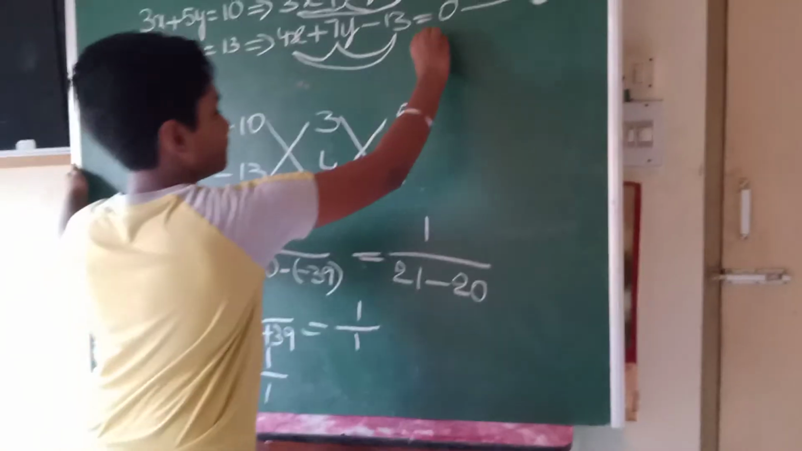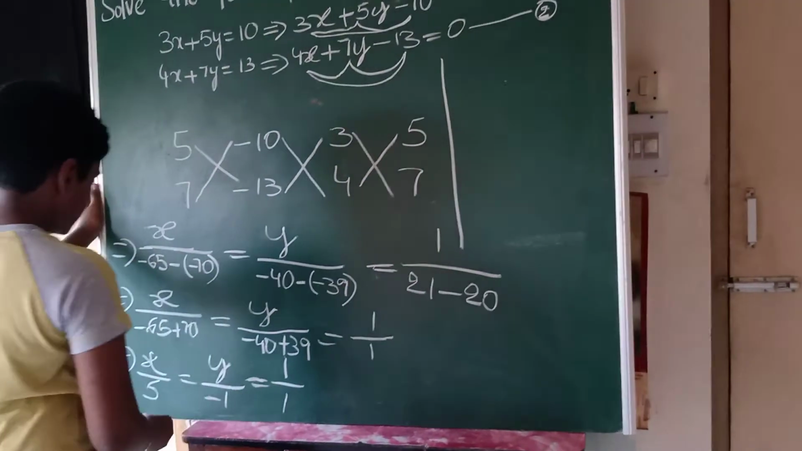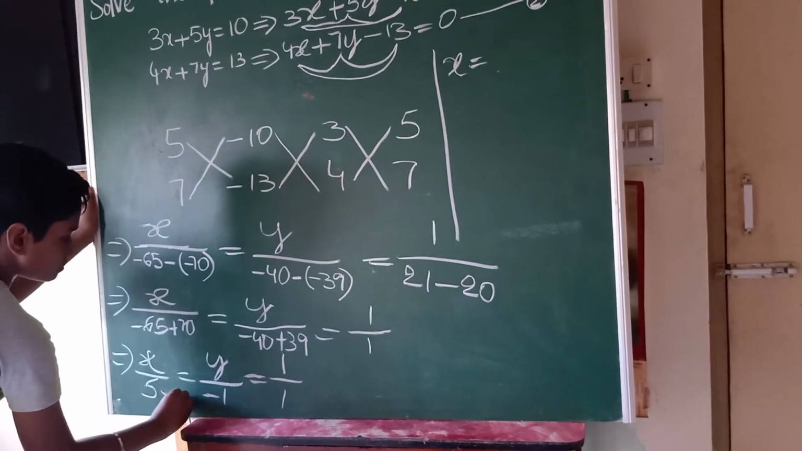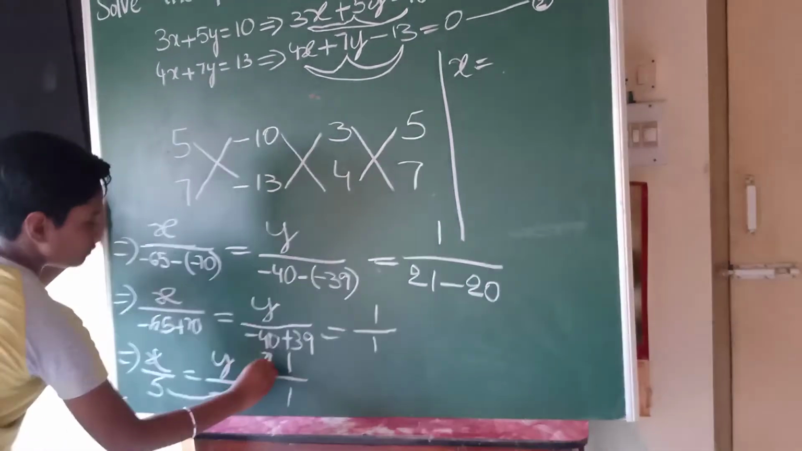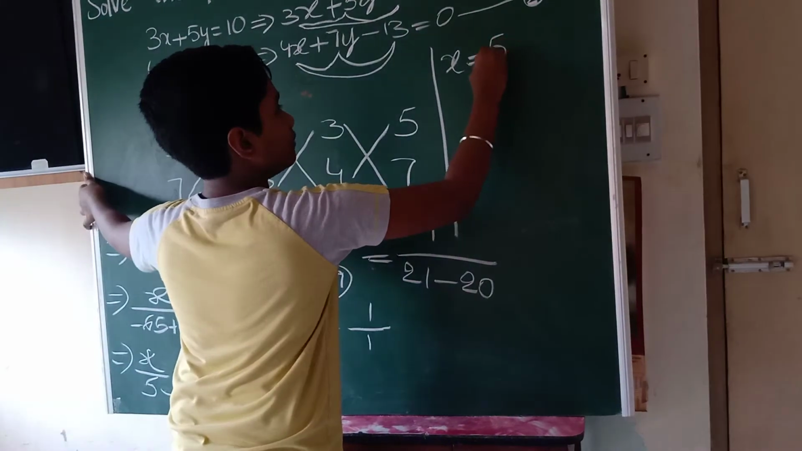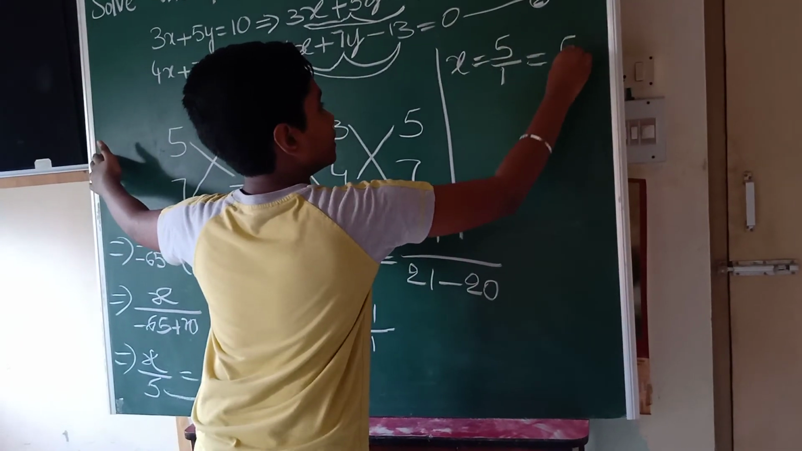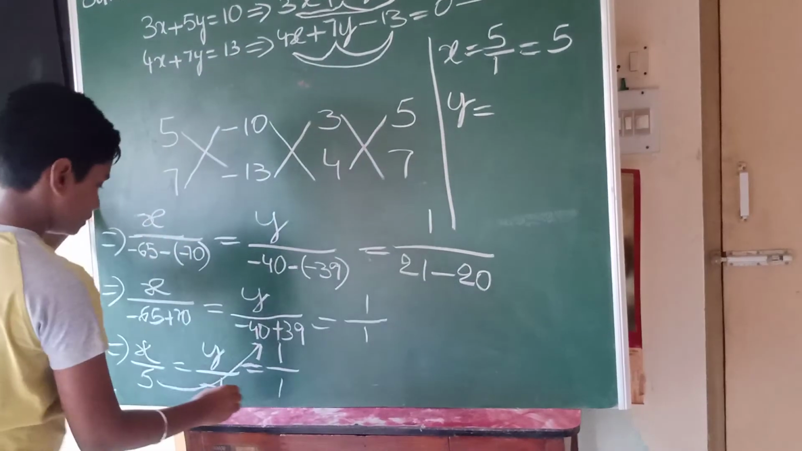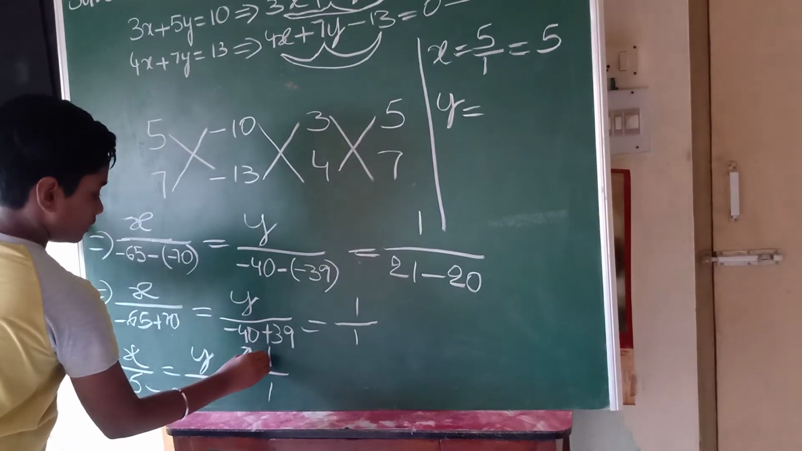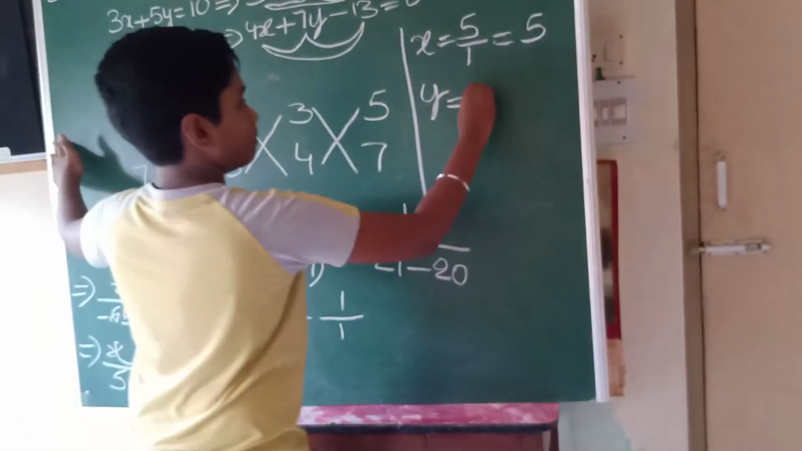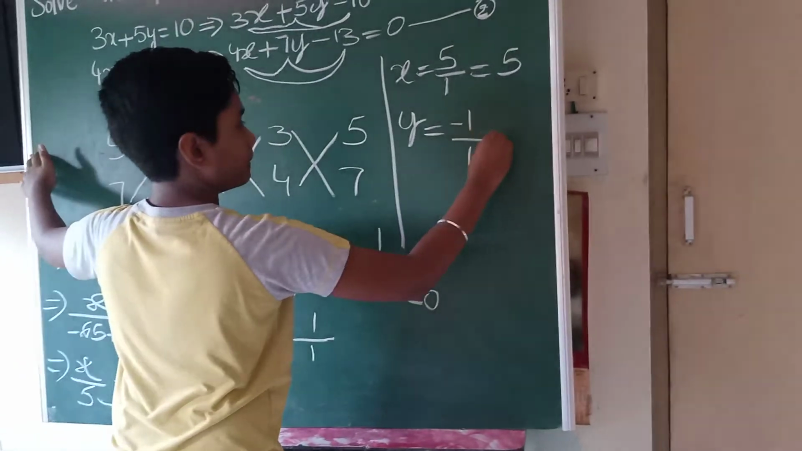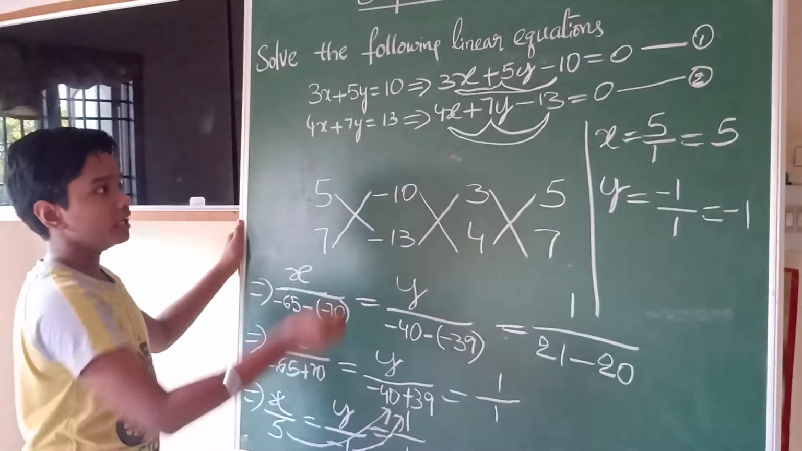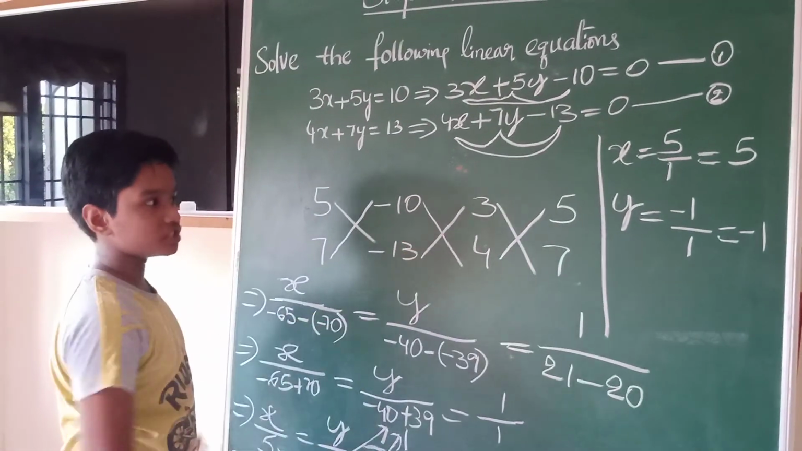I write here x is equals to, cross multiply, 5 by 1 is equals to 5. Next, y is equals to minus 1, cross multiply this, minus 1 by 1, minus 1. Therefore, the solution is x is equals to 5, y is equals to minus 1.